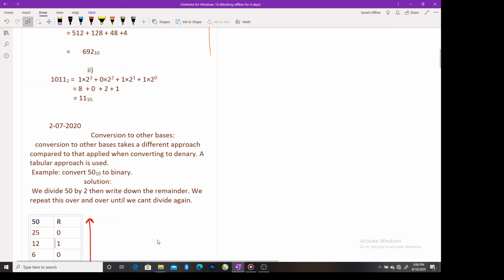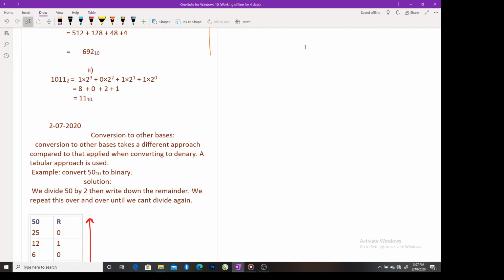Conversion to other bases takes a different approach compared to that applied when converting to denary. A tabular approach is used. Example, convert 50 base 10 to binary, that is base 2. Most of the time they're always in base 10, then you can easily convert to other bases. For example, if you have a question in base 2, you are told to convert to base 3, you can make it easier for yourself by converting to base 10 first, then you convert to base 3.